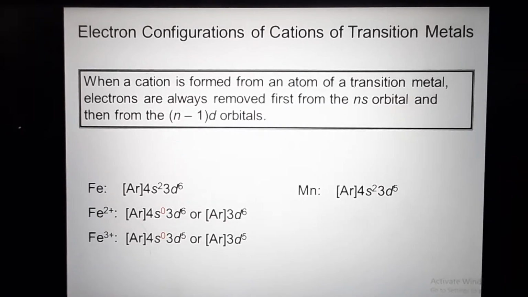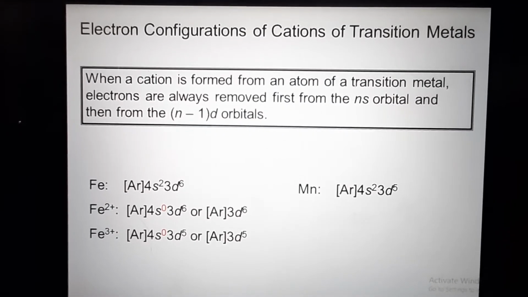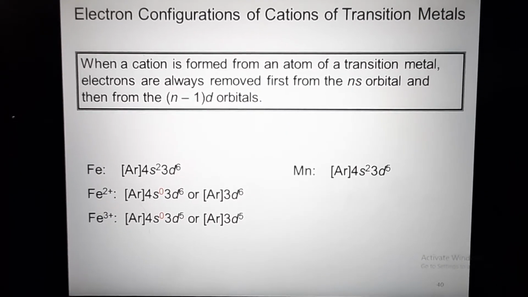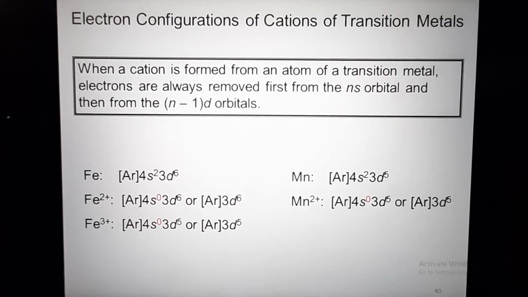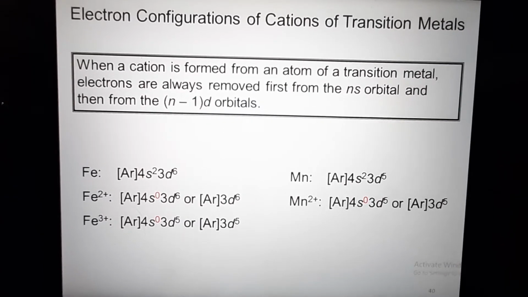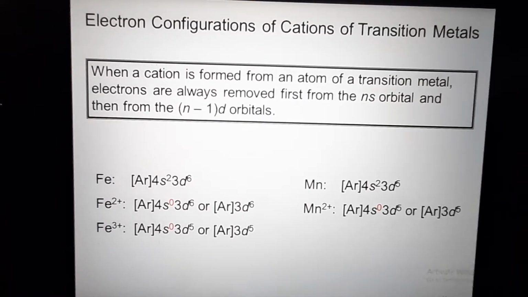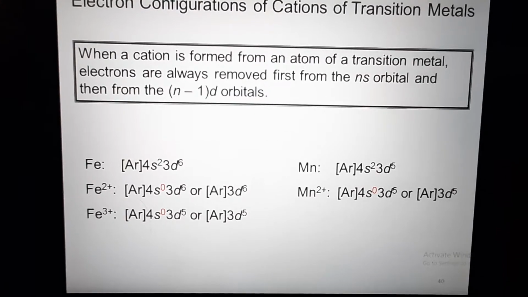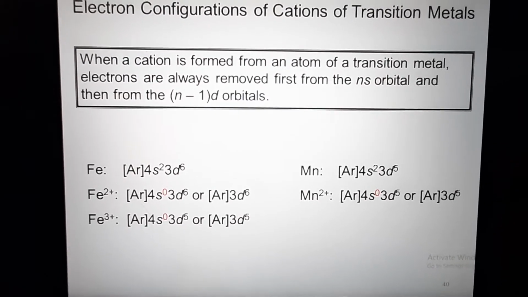Manganese has a 4s2, 3d5, so it would likely lose the 4s2 to become manganese 2 positive. This one won't lose or gain additional because it likes to keep the 3d5 as a half-filled orbital.